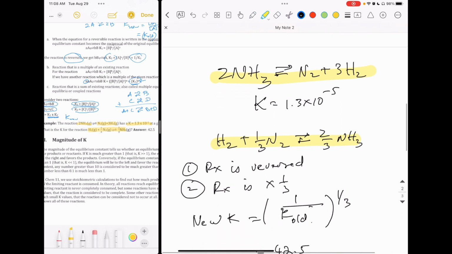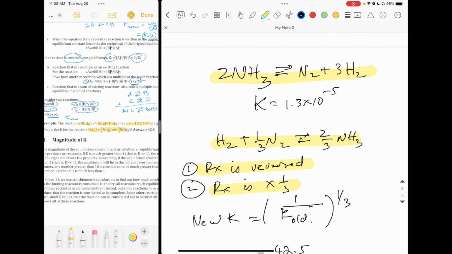If you see what happens to the new reaction compared to the old reaction, first, the products have become reactants, and the reactants have become products. So we've reversed the reaction. That's one step that we did. Then we see also that everything has been multiplied by 1/3, because then we have H2 with coefficient of 1, N2 with coefficient of 1/3, and NH3 with coefficient of 2/3. So two things have happened. We reversed it and we multiplied it by 1/3.